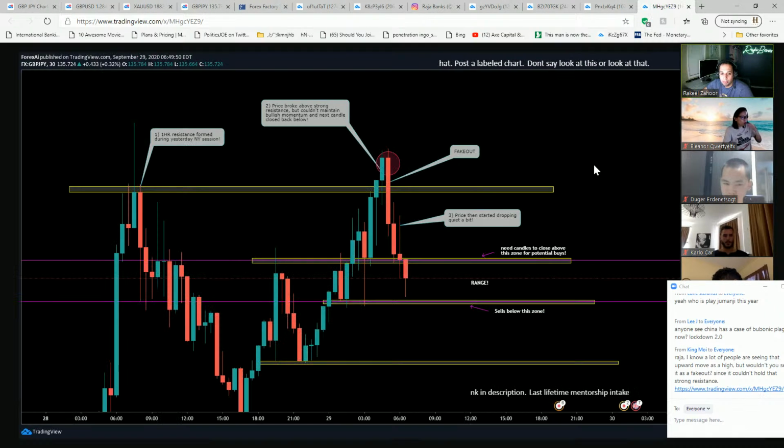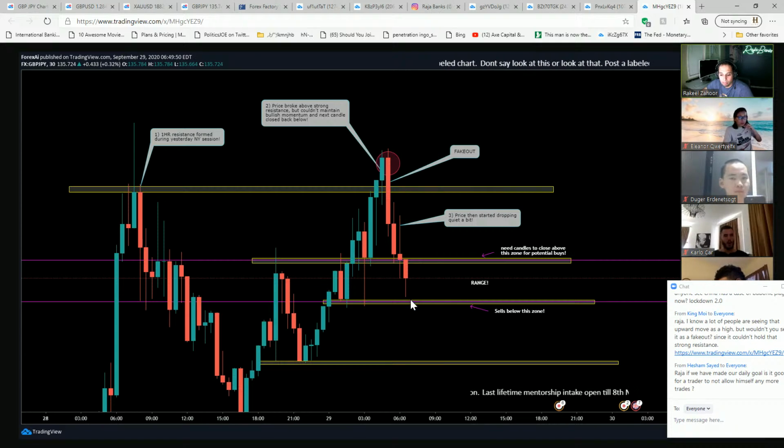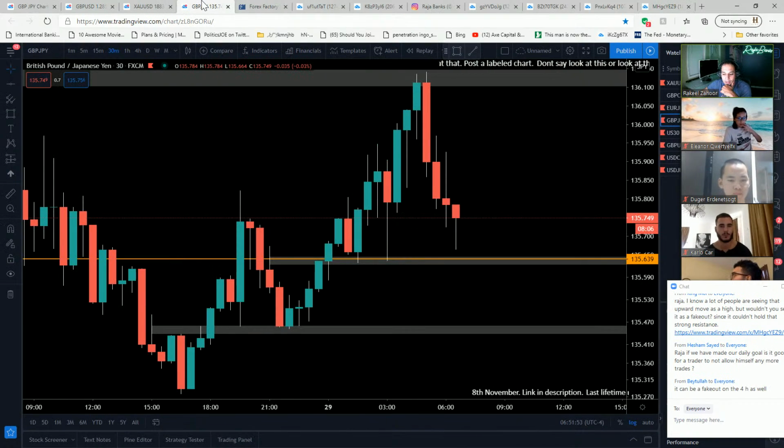All right, someone's looking at a fake out here. Sell below this one. Yeah, it looks good. You're right, this was a fake out. Price came down and that's it. That actually already happened, right? So right now, you're right, sells below this area and candles need to close above for these buys. You're absolutely correct. So we're just waiting. Just waiting.